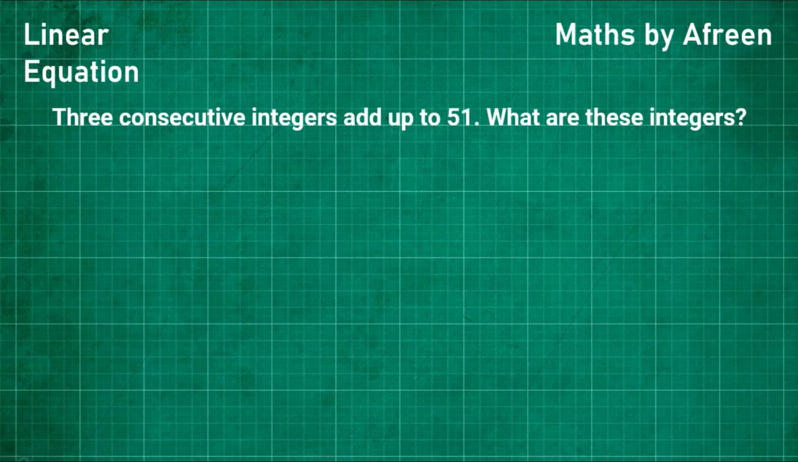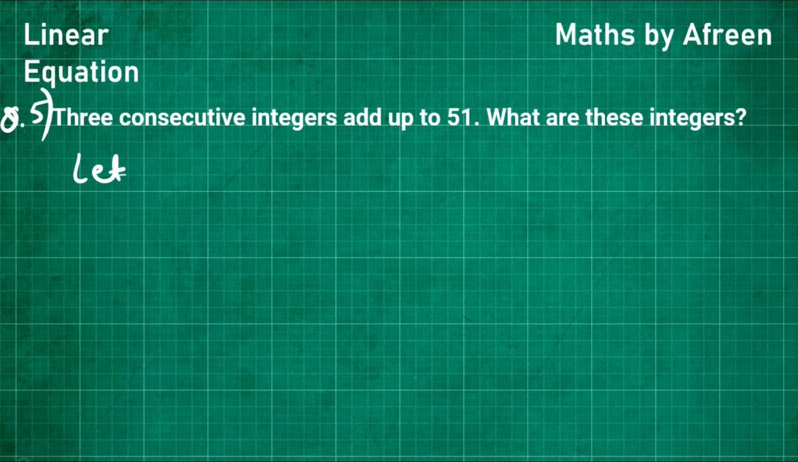Let's do our next question, that is fifth question. Our fifth question is, three consecutive integers add up to 51. What are these integers? First, what we will do, we will take integers as x, x plus 1 and x plus 2.